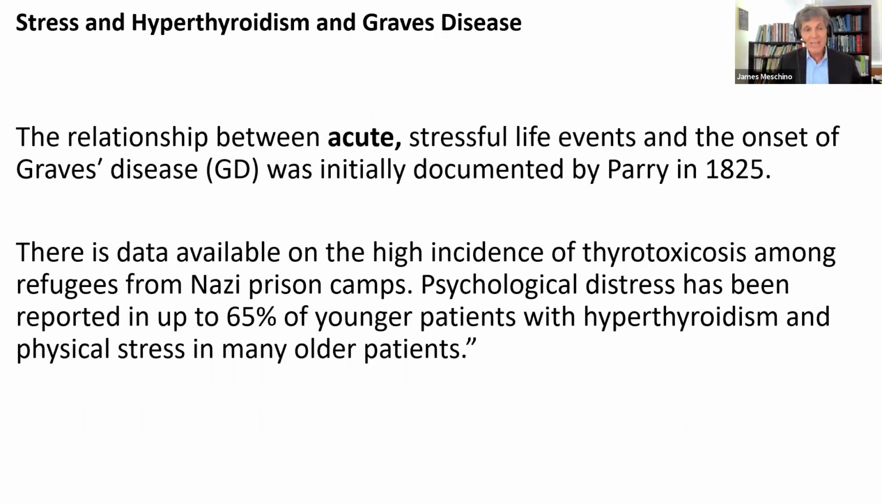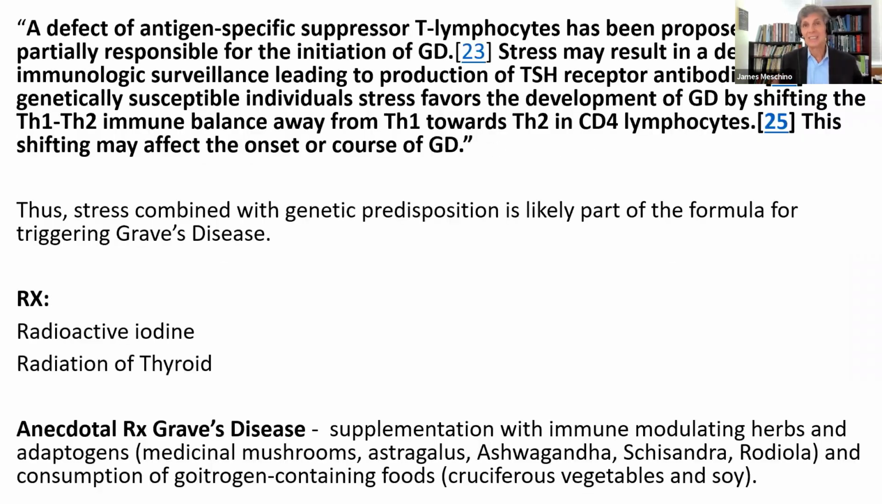The relationship of stress, hyperthyroidism, and Graves' disease is very interesting. The relationship between acute stressful events and the onset of Graves' disease was first documented back in 1825. There's data available on the high incidence of thyrotoxicosis among refugees from Nazi prison camps. Acute stress tends to trigger hyperthyroidism. Psychological distress has been reported in up to 65% of younger patients with hyperthyroidism and physical stress in many older patients. So as soon as stress is very acute, if the person is genetically susceptible, it'll often trigger Graves' disease, of course, which is hyperthyroidism.